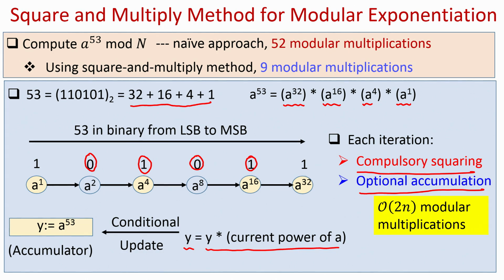And it turns out that in the worst case my exponent b could be such that all the bits in its binary representation are 1. That means, in the worst case in each iteration this optional accumulation has to be performed compulsorily. But even in that case the total number of modular multiplications that we end up performing is 2 times n, which is some polynomial function in the number of bits that you need to represent your modulus and your numbers a and b, and hence this is a polytime algorithm, and this is the algorithm which we use to perform modular exponentiations in all our public key crypto systems.